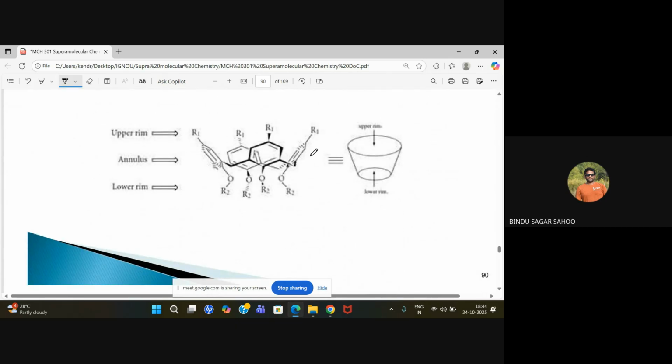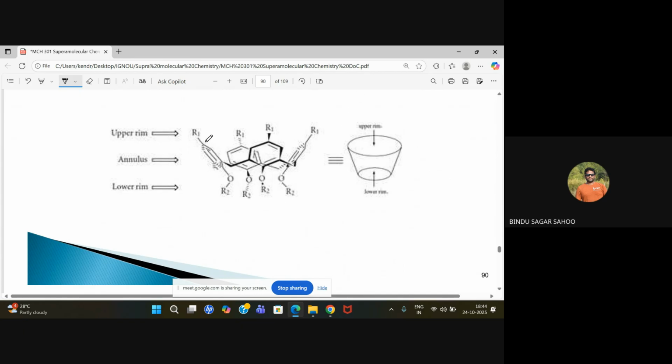And the cup structure will look like that. Actually, exactly like that. So it has three parts: one is the upper ring, another is the annulus, and another is the lower ring. The lower ring most of the time contains OH groups, and sometimes also contains OR groups, substituent groups, like methoxy or ethoxy groups.